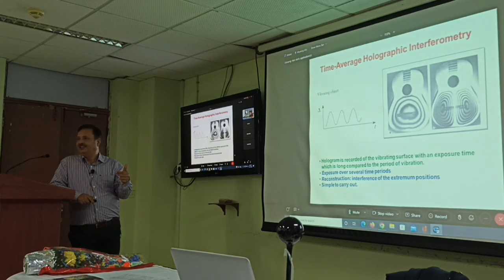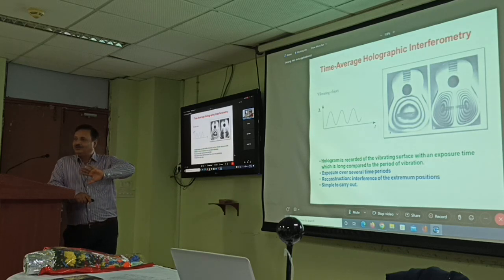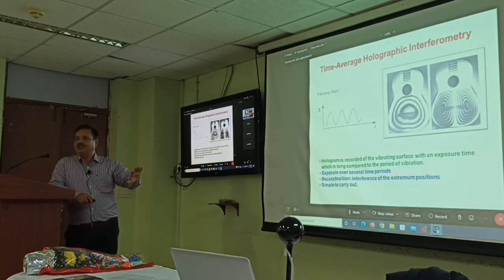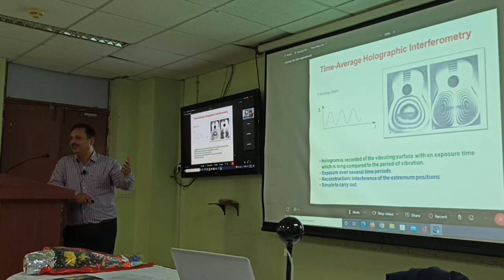In this technique, you can take single exposure, double exposure, you can take all. And here you have to do the time average. You have to record many and then average them, so exposure over several time periods. Then in reconstruction, the interference of the extremum positions is simple to carry out. This is what we call time average, because you are allowing it for several time periods. That is why it is called time average holographic interferometry.